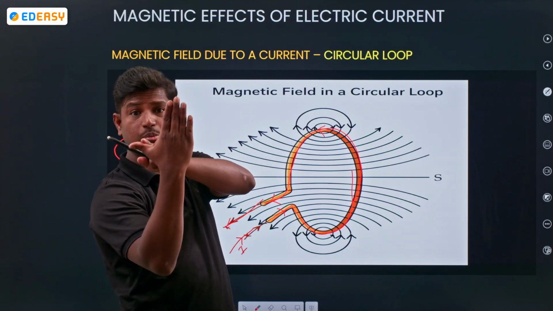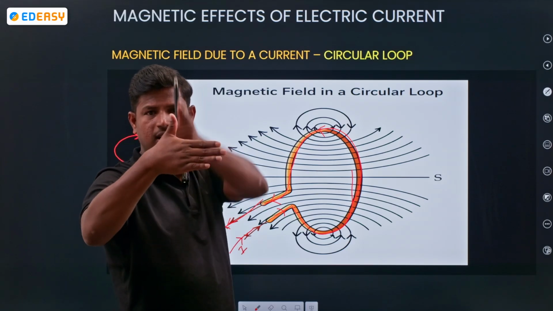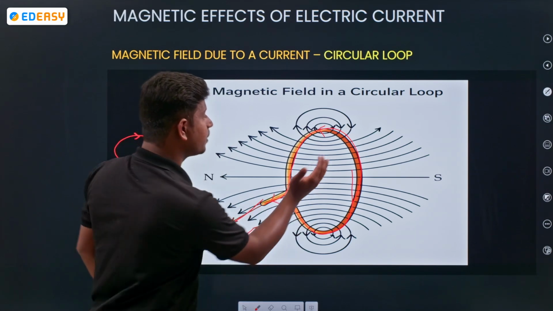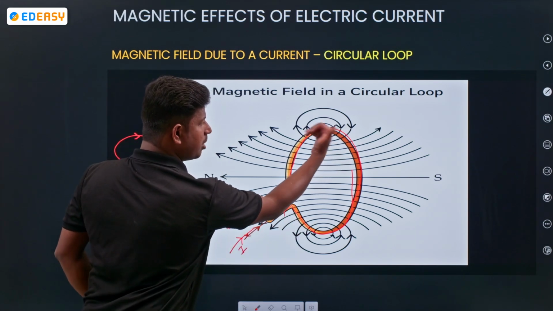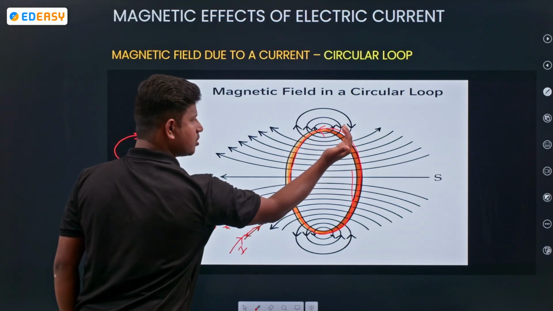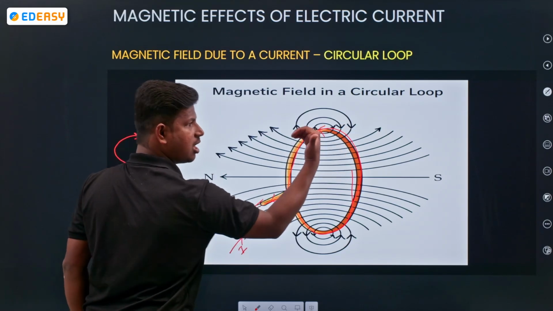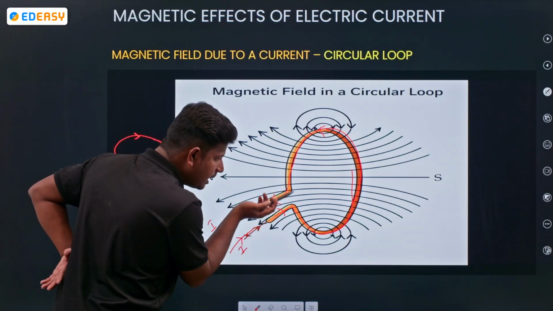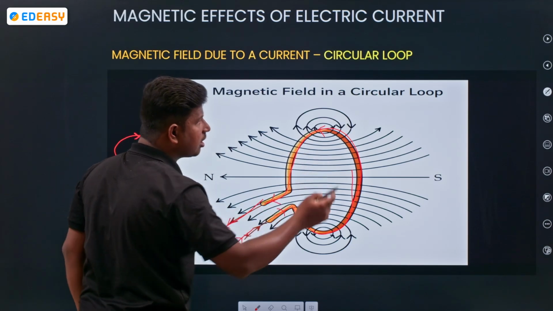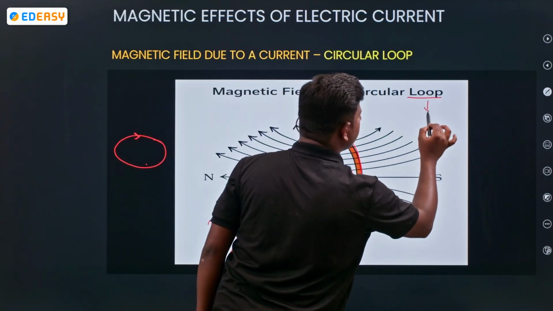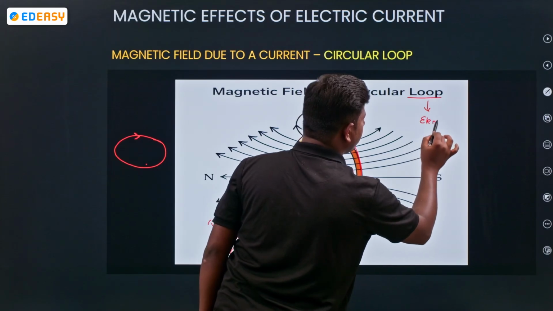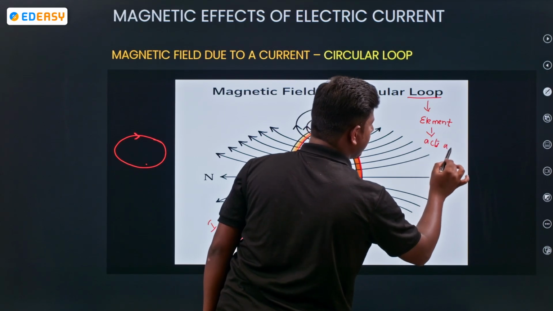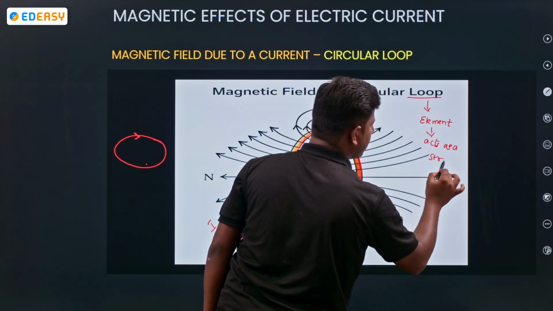This time, when you take a loop, the conductor is like this, with the field. Through the loop, current is passing, in which direction? Towards me, and the magnetic field is outside. Every element in a circular loop acts as a straight conductor.